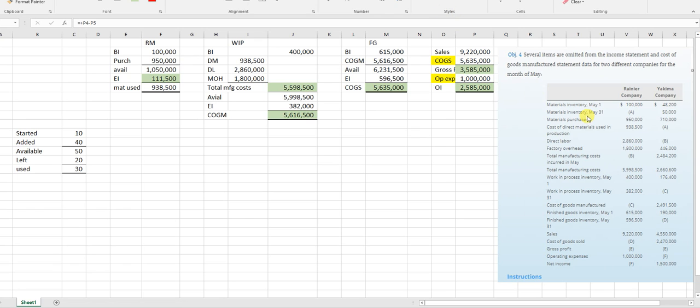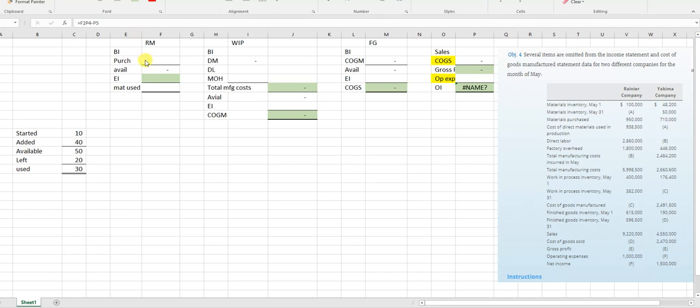All right, so Yakima has beginning. Let me pause this. Okay, so we have materials inventory of 480,200. Materials inventory at the end of the year is 50,000. Materials purchases are 710,000. All right, so I know that 758 minus ending inventory of 50 is materials used, so I have 708,200, and that's, I believe, letter A.